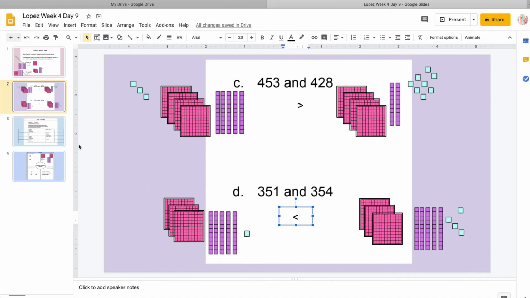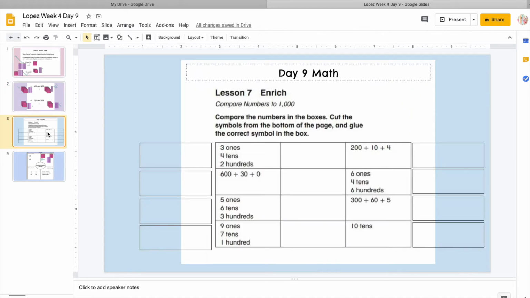We are going to move on to some more math practice, lesson 7, where we are comparing numbers. We need to compare the numbers in the box, and it says to cut the symbols from the bottom of the page and glue. You can do that if you do not have scissors or glue, or you don't want to.